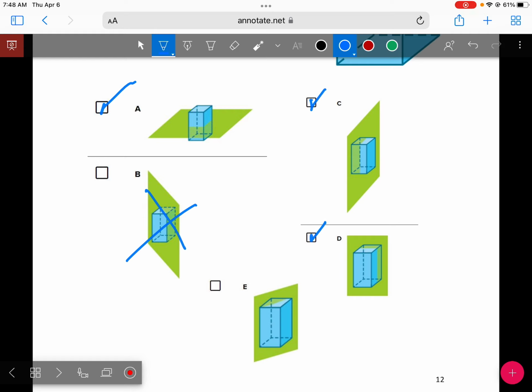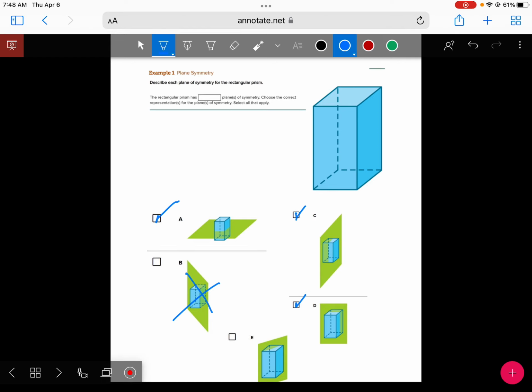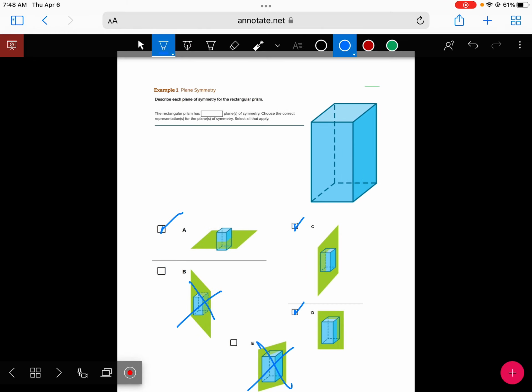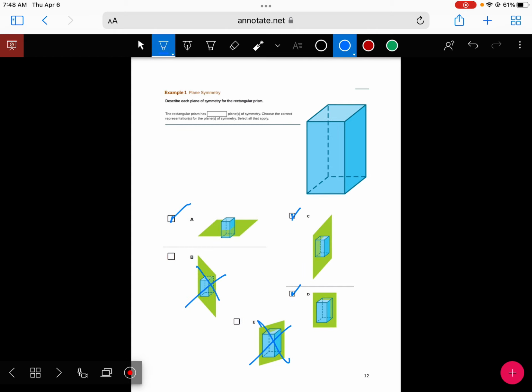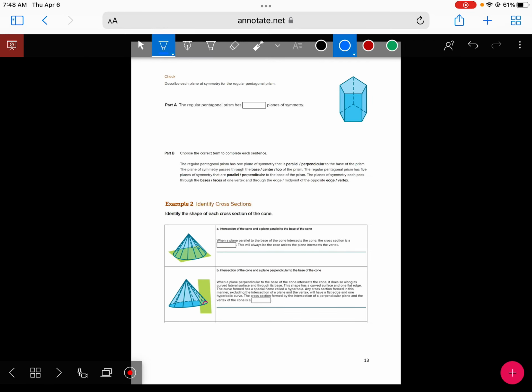And how about E? E would be a no. It's kind of hard to tell because it almost looks like a square at the top. And if it was a perfect square, it would. But I don't think it is. So this rectangular prism has 3 planes of symmetry. And those are the planes of symmetry down at the bottom. All right, let's go to the next page, which will be page 21 in your packet.